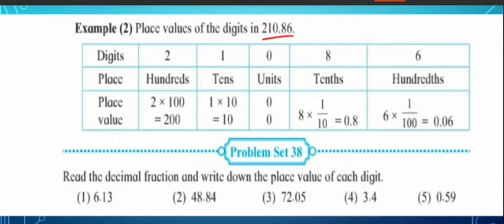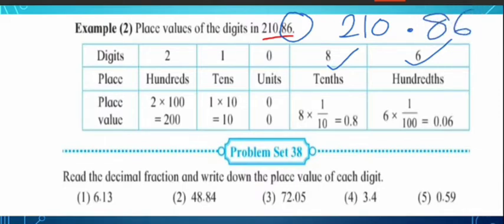But the numbers which are after the point, 8 and 6, okay, see 210.86. So the number after the point you're going to call them tenths and hundredths. Okay, unit is same, 0 is the unit, but the numbers after the point you're going to write tenths and hundredths. Okay, THS.